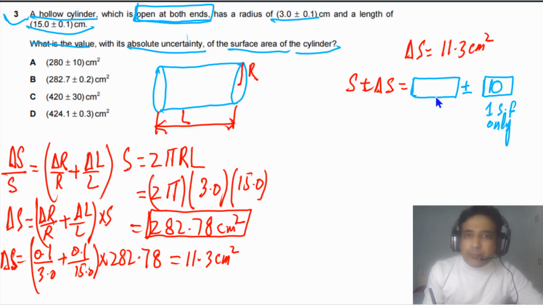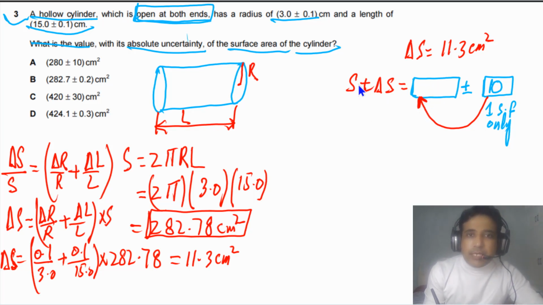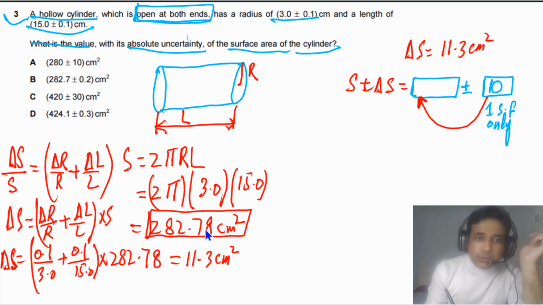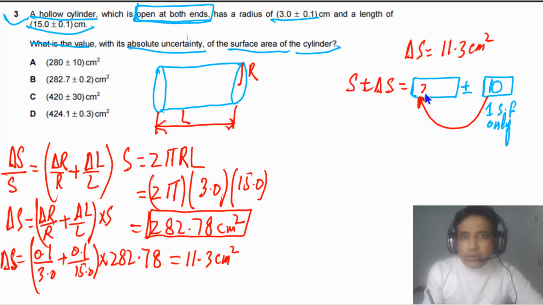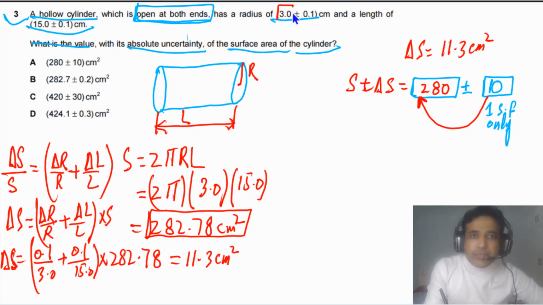Now the second thing: the absolute uncertainty and the measurement should have the same number of decimal places. It means that S should not have any decimal. This is 282.78, so we can write this as 280. Now this has no decimal places, and this also has no decimal places. This has 1 SF and this one has 2 SF. If you look at the raw data, this has 2 SF.